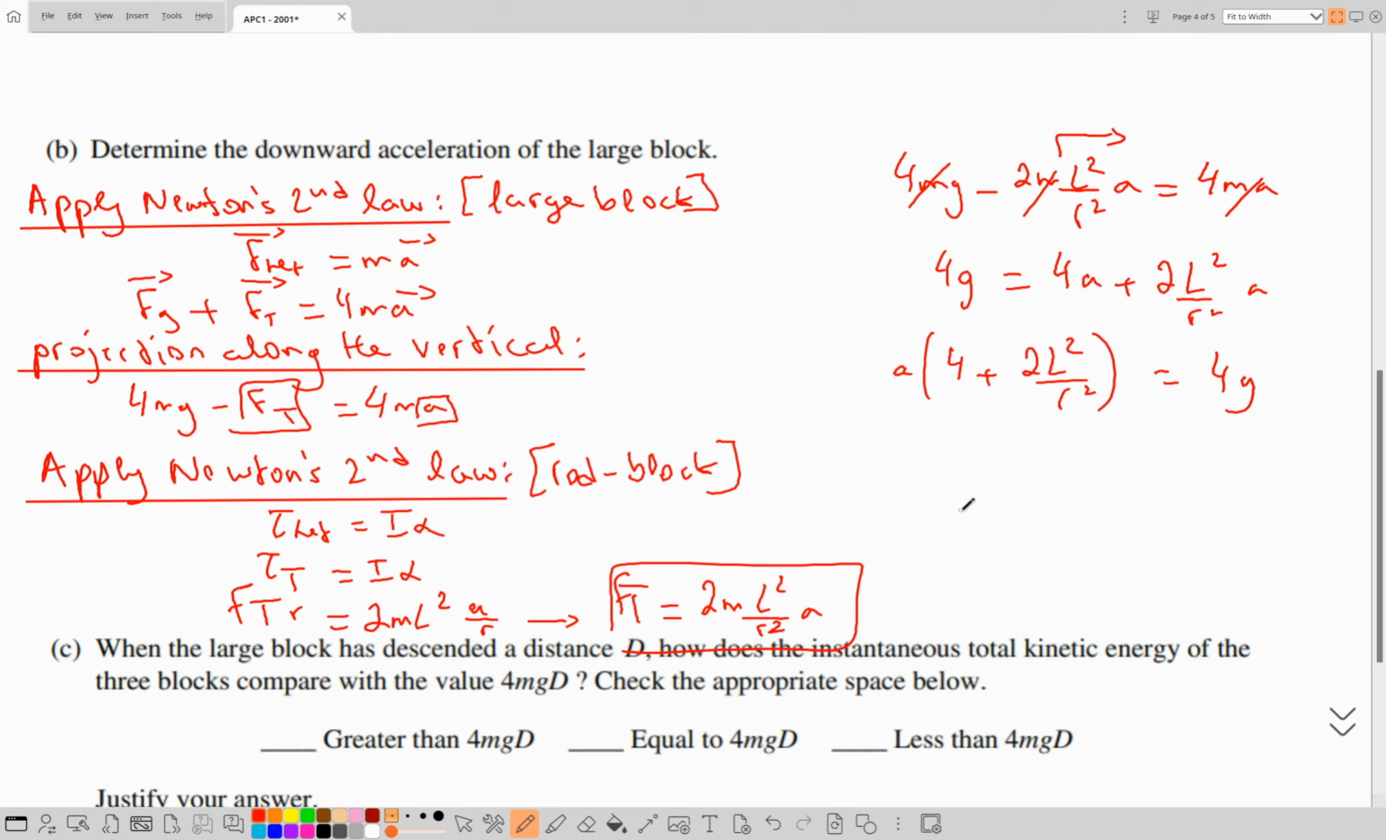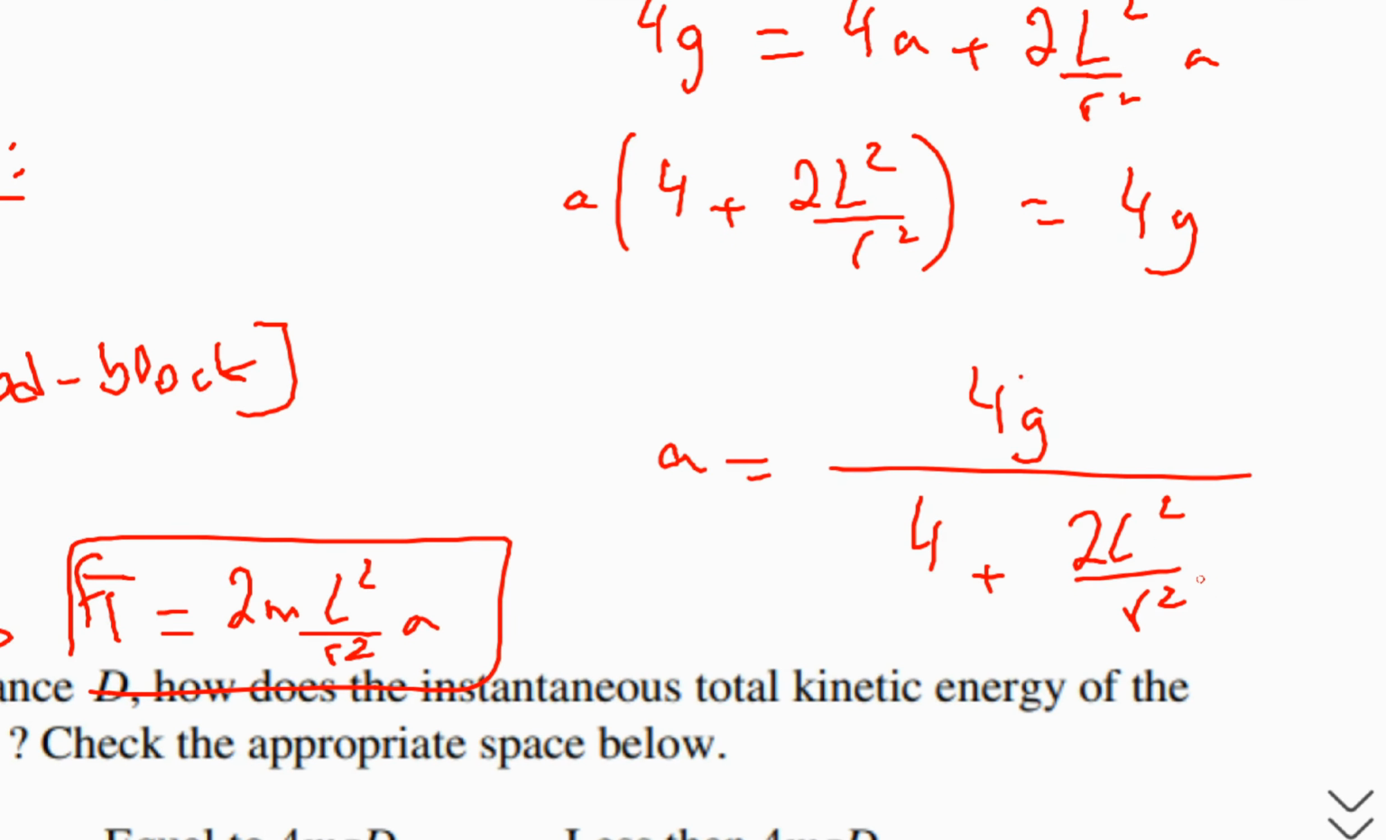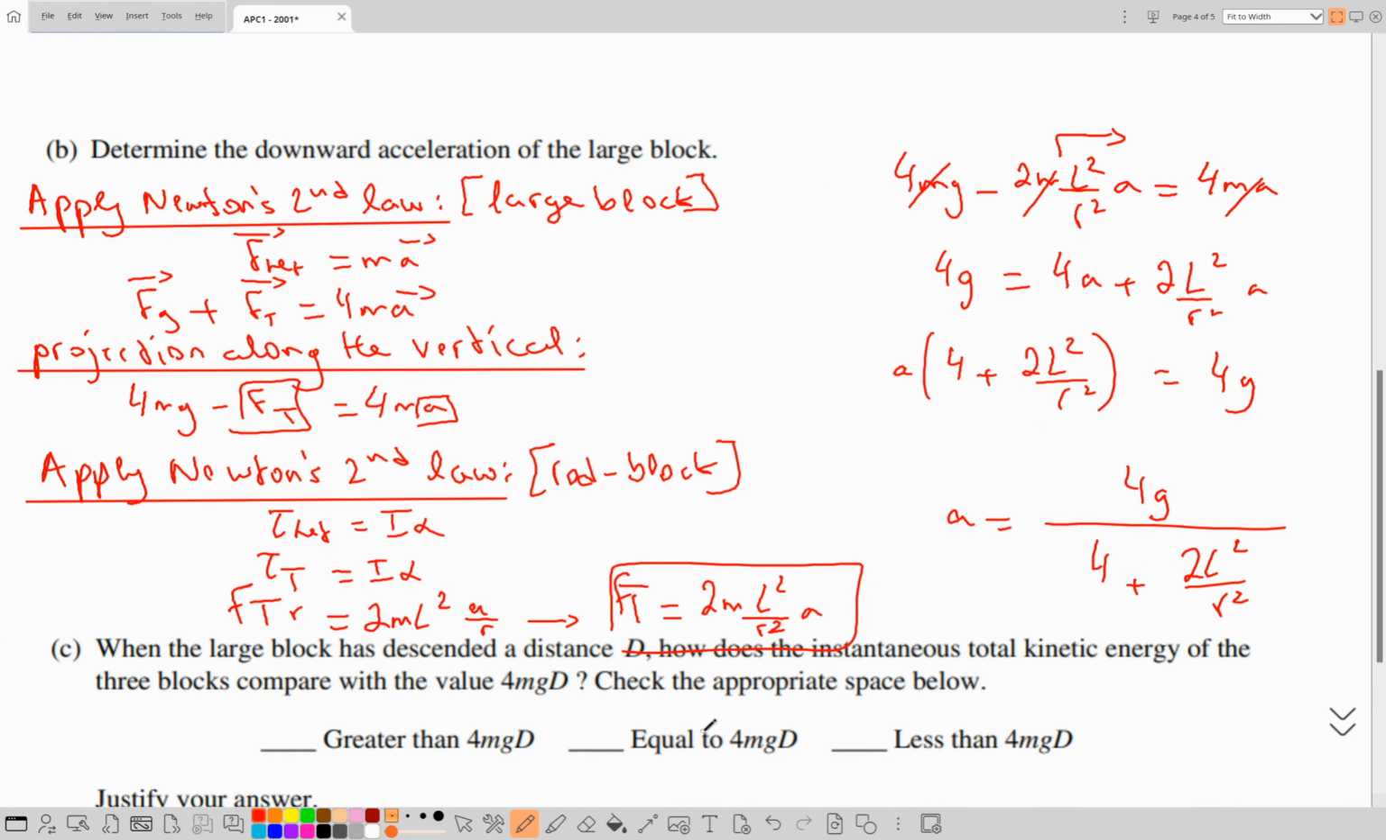And indeed the acceleration is given by 4g divided by 4 plus 2 L square divided by R square. Now here you can do further simplifications in the expression. If you notice carefully, you can simplify here by 2, and this would be 1. And here we can take the common denominator, that would be R square. So another representation would be as I have said, or you can leave it as it is.